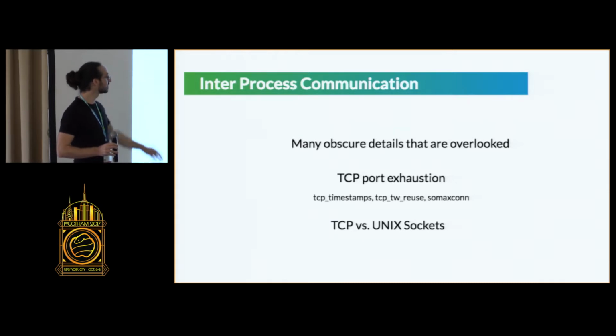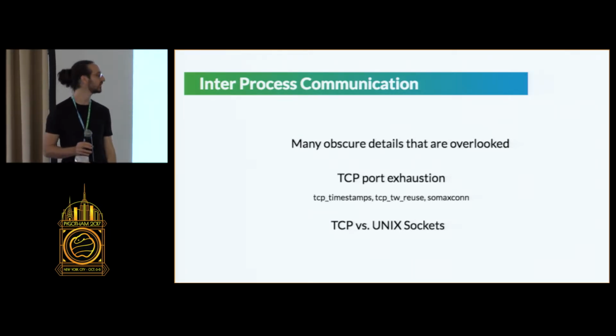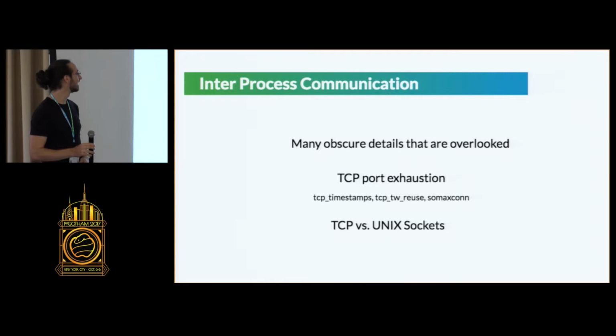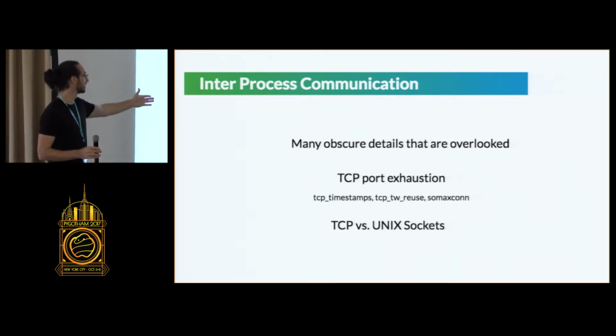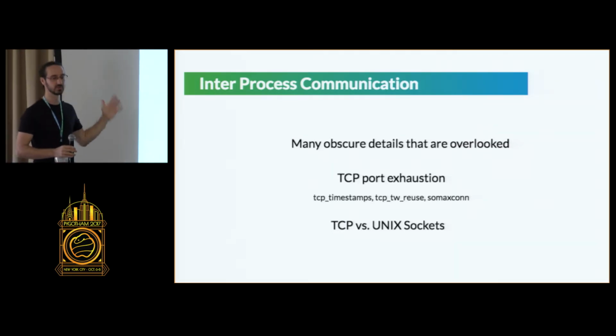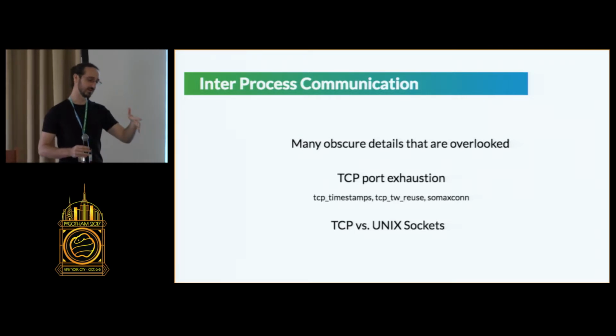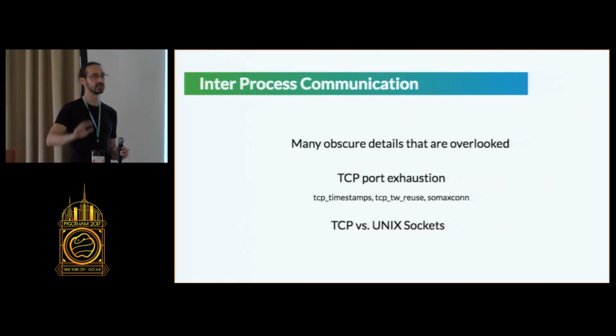There are many Linux kernel parameters like TCP timestamps, TCP time wait reuse, SO maxconn that affect this. If you start seeing a latency in your services that you can't find, like you look at your profiling system and your service is responding quickly, but your client's still observing a slowdown, it might be this, and just start Googling. And then also TCP versus Unix sockets is, as I said before, something that you should think about. If you have a reverse proxy and the backends that you're communicating with happen to be on the same node, there's really no excuse for not using a Unix domain socket. Just doing a TCP connection there has no real benefit. If you're going across machines, that's a different story.